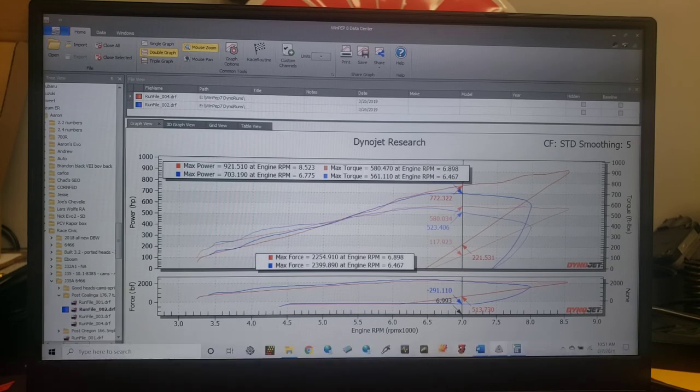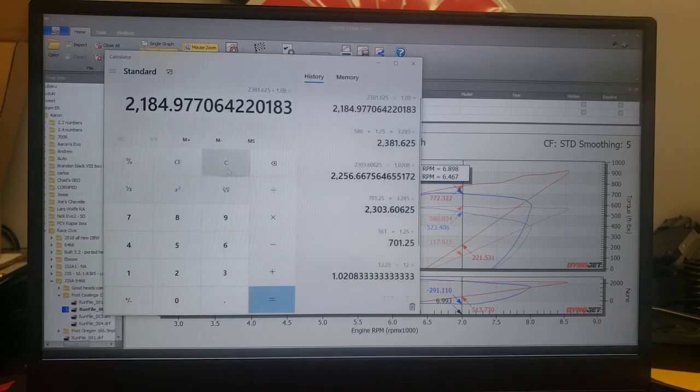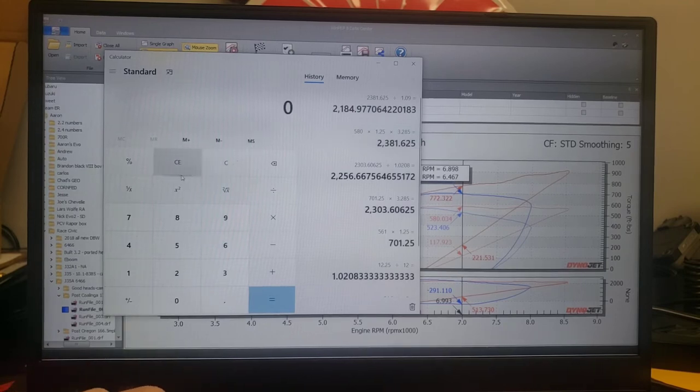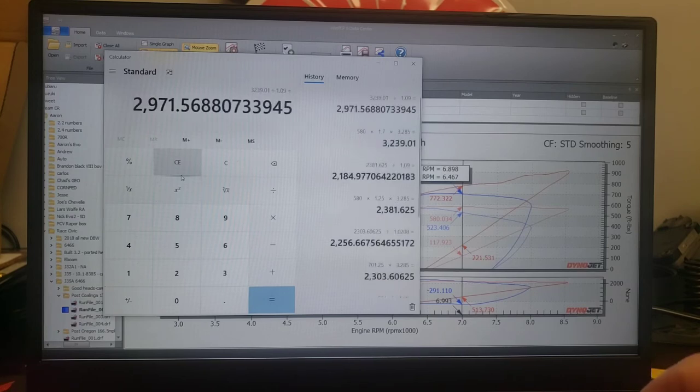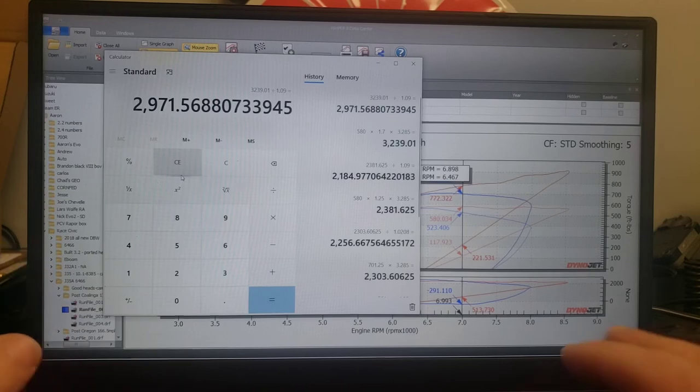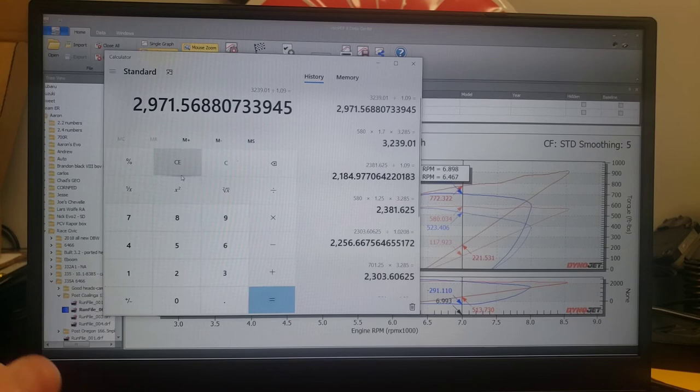Now, if we come back to the calculator real quick, I happen to know that this was really close to zero slip on my car. We go 580 times 1.7, which is third gear in my car, 3.285. We have a number of 3239. Now we're going to divide it by that 1.09 because at the track I do run the 26. We're down to 2,970 foot-pounds of force. I won't usually use the word force. I'll say axle torque, I'll say thrust, whatever. But the proper term is force.